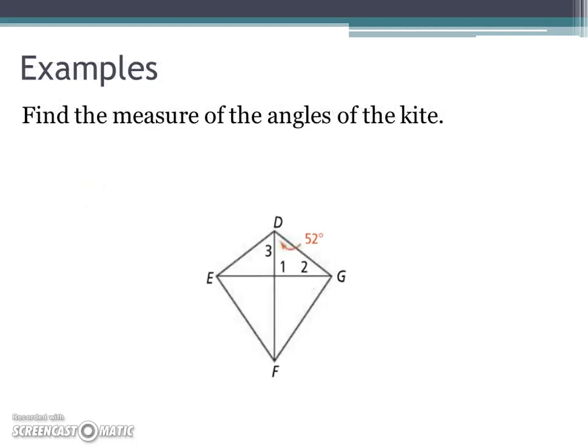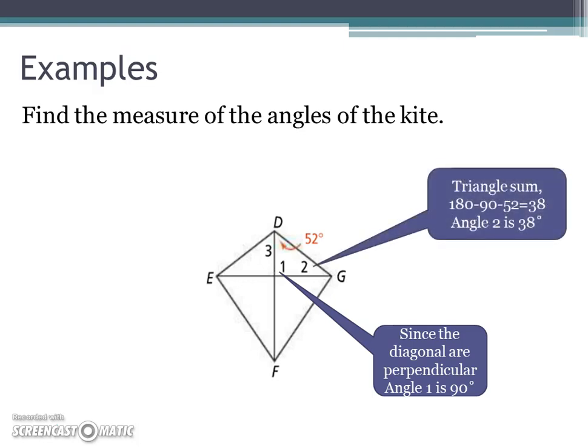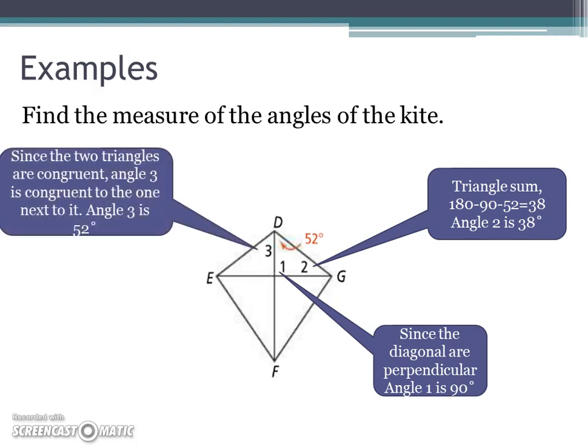For a kite, we know that diagonals are perpendicular, so angle 1 is 90 degrees. Then we have 52 up there. We also know that angle 2 is 180 minus 90 minus 52, and that angle 3 is just the 52 degrees because it creates two congruent triangles. So angle 2 is 38 because 180 minus 90 minus 52. And angle 3, again, since these are two triangles that are congruent, then angle 3 is just 52. The idea is it was bisected.